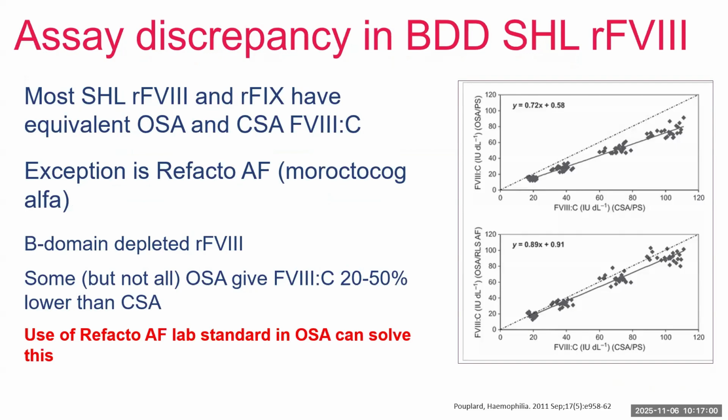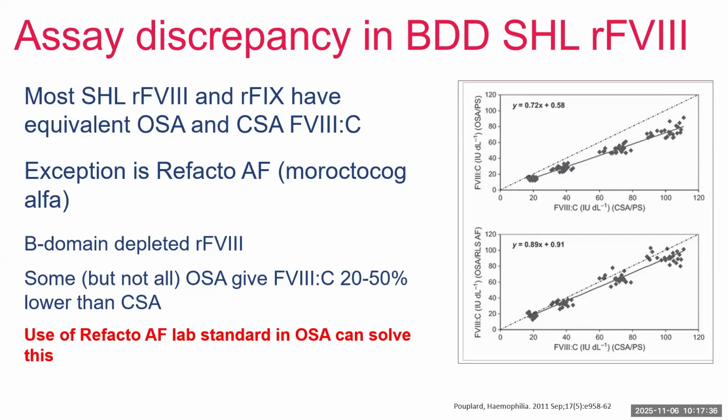What happens when we want to measure our replacement factors with our assays? So again, for most standard half-life molecules, it doesn't matter whether you measure a one-stage or a chromogenic assay, you get approximately the same result. One of the exceptions for standard half-life molecules is Refacto AF. And you can see with the graph at the top, if you measure Refacto AF with certain one-stage assays, certain APTT reagents, you get an underestimation by one stage compared to chromogenic. And it can be up to 50% difference.